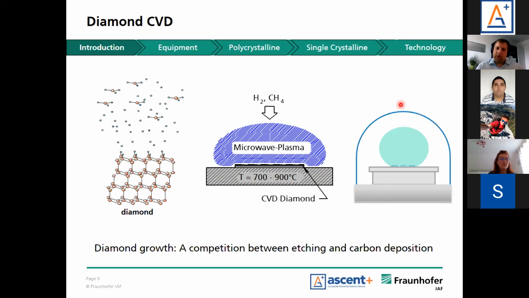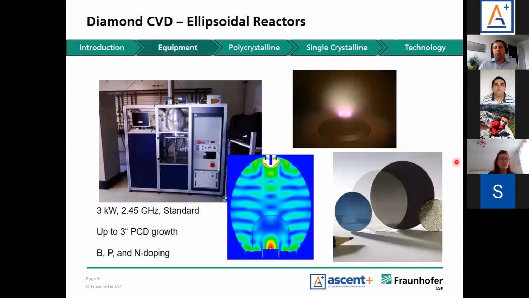Here is a schematic drawing of how our reactors look on the inside. We have a bell jar surrounding our holder that has the diamond plates, in this case, for example, some single crystalline diamond plates, and there is a ball of plasma on top. This plasma ball is formed because we have ellipsoidal reflectors that look like an egg. So we're coupling in the microwave at the top focal point, and using that, we can focus the microwaves on the second focal point of the ellipse to ignite our plasma.